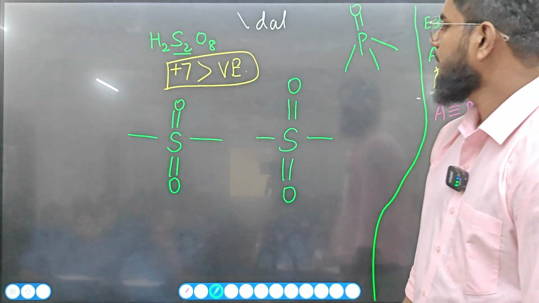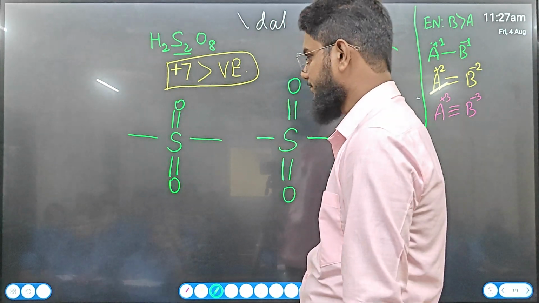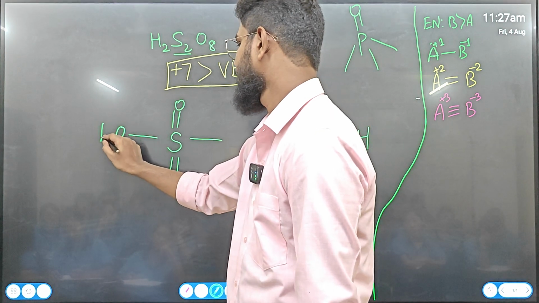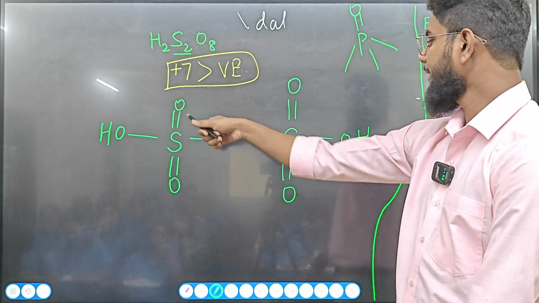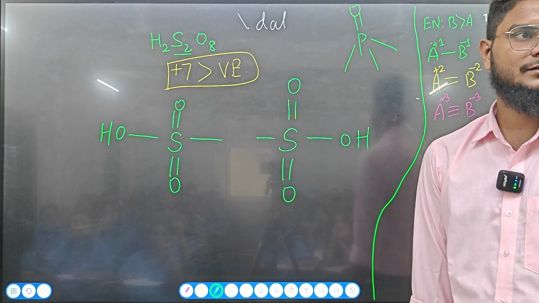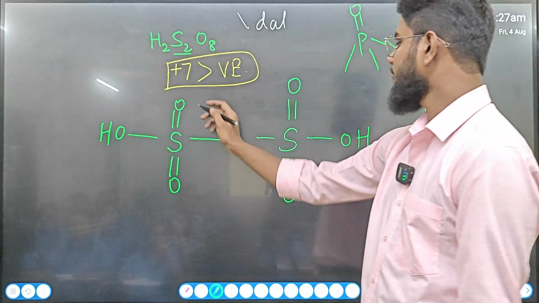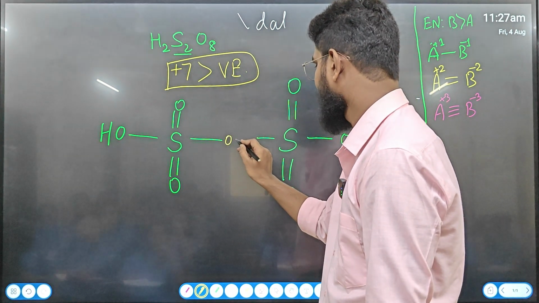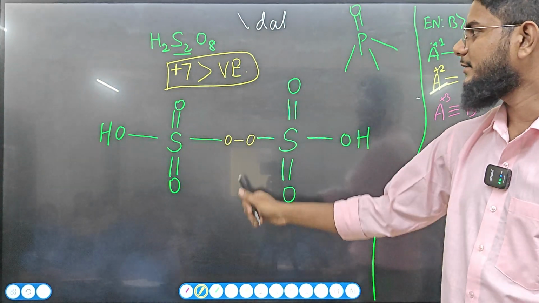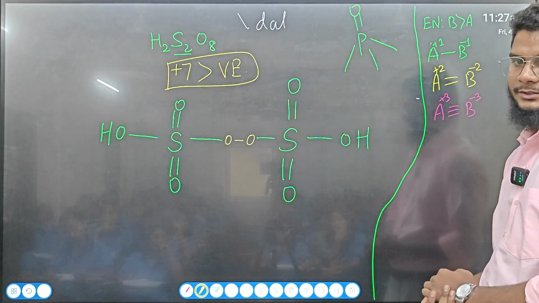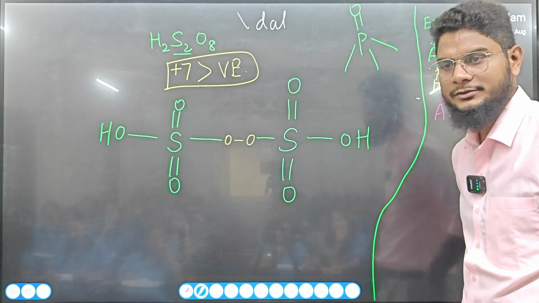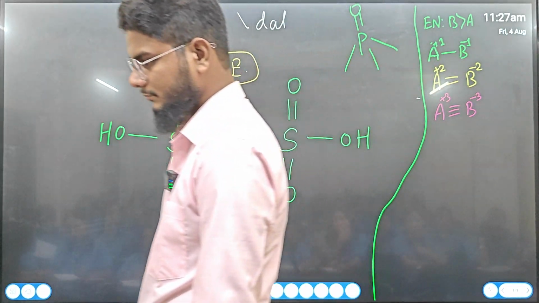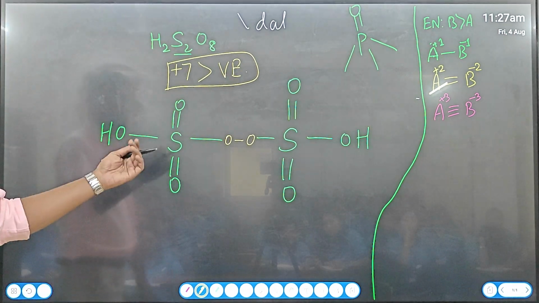Now, how many hydrogens do you have? 2. So put hydrogen with oxygen like this. How many oxygens are done? 6. You have 2 left. So you have only this place, right? Put 2 oxygens. This is your H2S2O8 structure. Now you can easily identify the oxidation number by this method. Do it. Try.